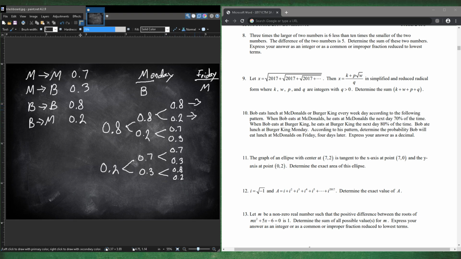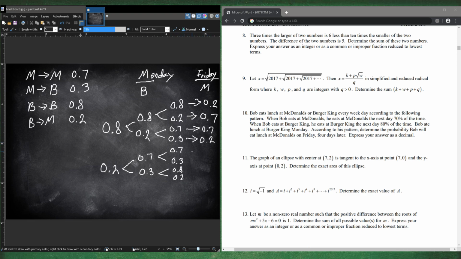So if it's 0.8 and we need to get to our McDonald's, right? We're now at Burger King. To get to McDonald's, from Burger King to McDonald's, that's 0.2. From McDonald's to McDonald's, that's 0.7. Okay, so we're at McDonald's again. To get to McDonald's, that's another 0.7. And we're at Burger King. To get to McDonald's, we had to use 0.2, right?